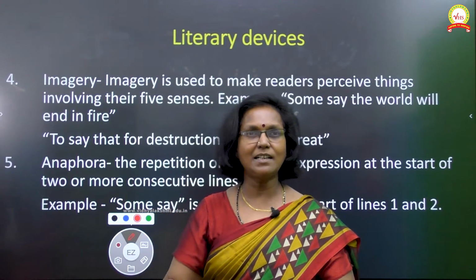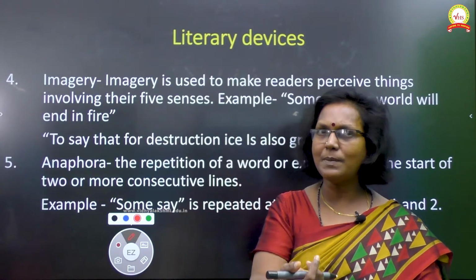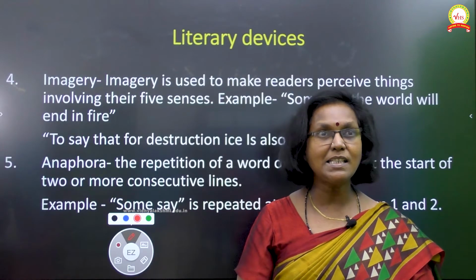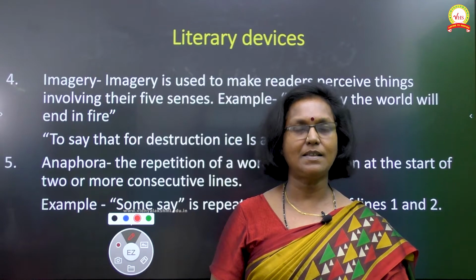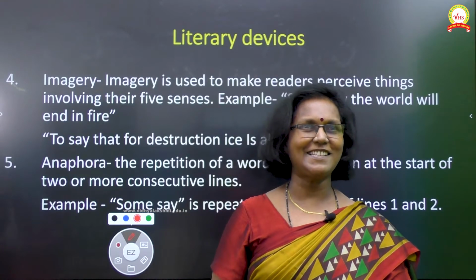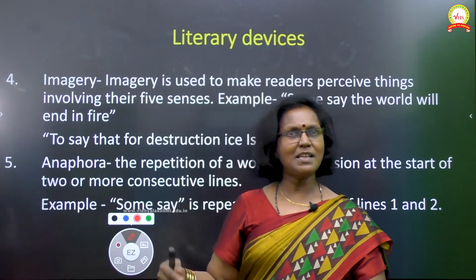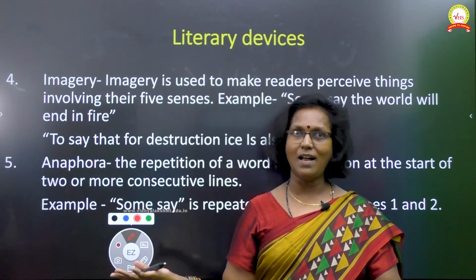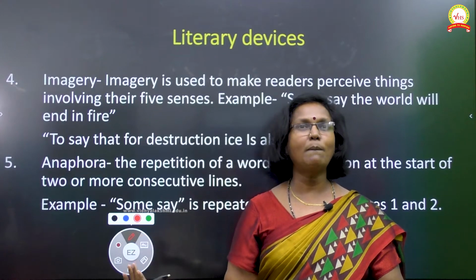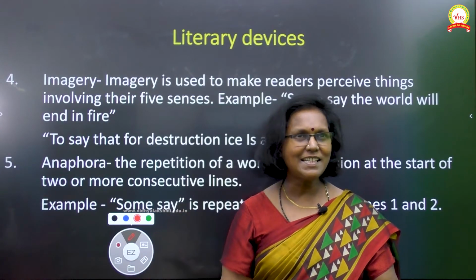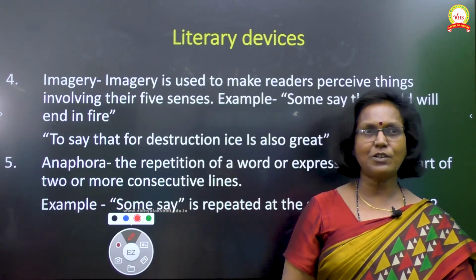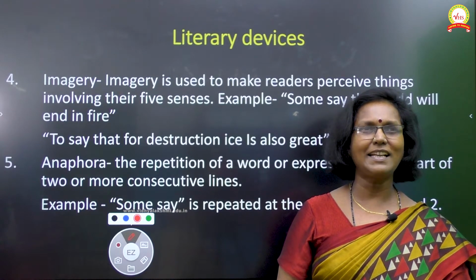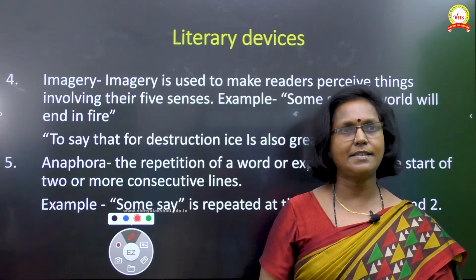And that's the reason here, imagery is nothing but it is used to make the readers perceive things involving their 5 senses. So, when someone says the world will end in fire, automatically you will get a picture of the world and the fire in your mind's eye. And that is imagery. To say that for destruction, ice is also great, even here you get these things.